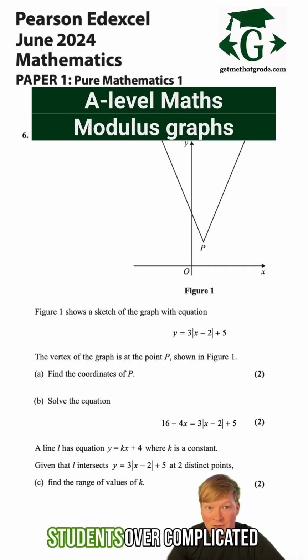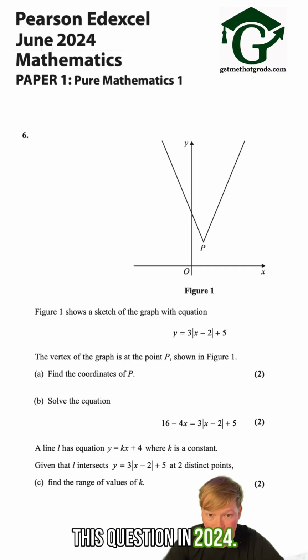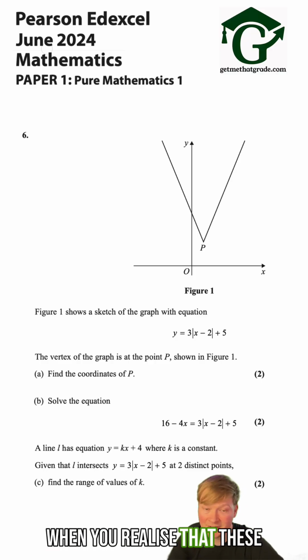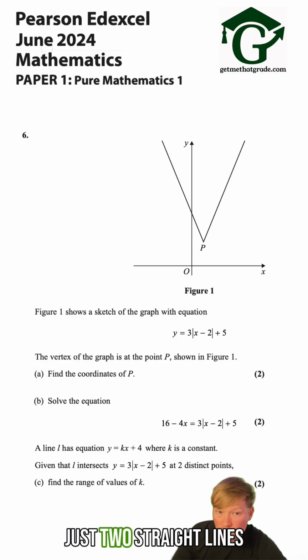So many A-level maths students overcomplicated this question in 2024, and they lost loads of marks. It's actually really simple when you realise that these modulus graphs are really just two straight lines glued together.